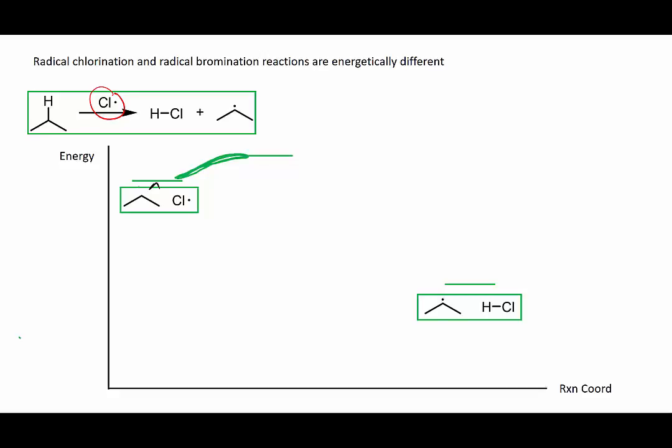Because this reaction is exothermic, the transition state is going to look more like the starting material than the product. So it'll look a little bit more like the propane than a radical. And then the reaction relaxes back down as it proceeds.